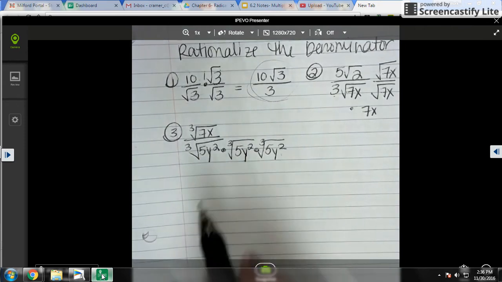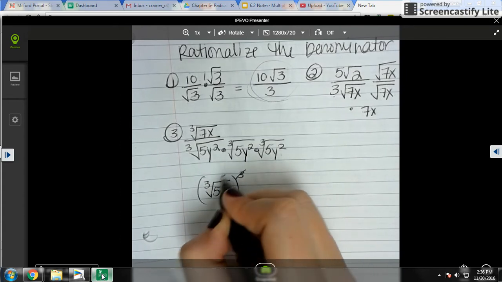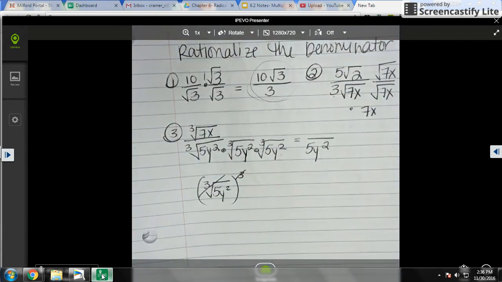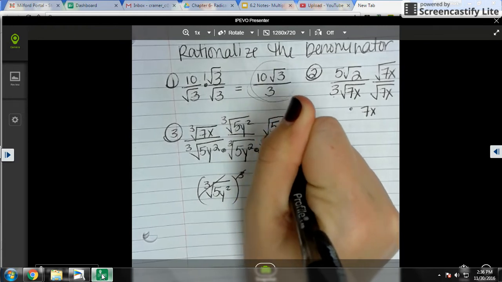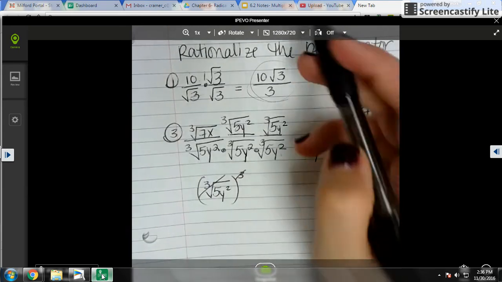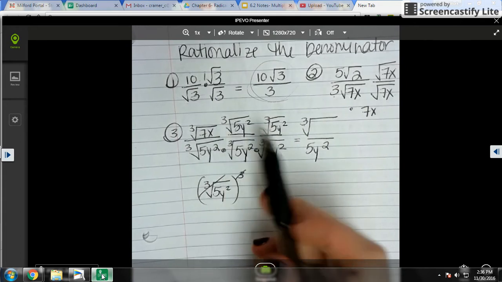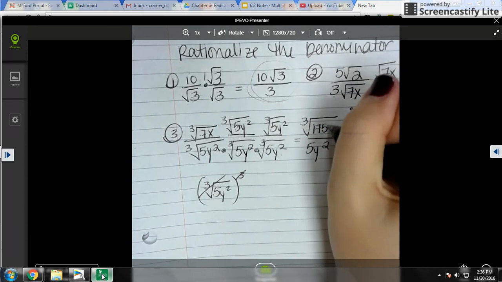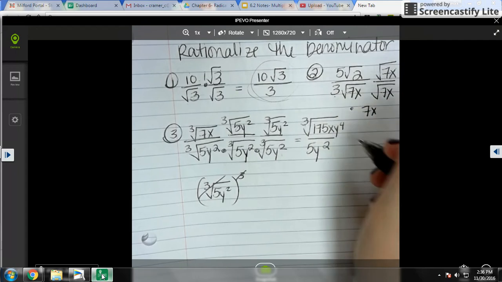So if we have 5y squared cube root cubed, those will cancel, and then we're just left with 5y squared. Now what do we have on top? Well, we also would have to multiply it by 5y squared 2 additional times to make it a total of 3 on the bottom. So here we would have a cube root. 7 times 5 times 5 would be 175. x times nothing. And y squared times y squared would be y to the 4th.